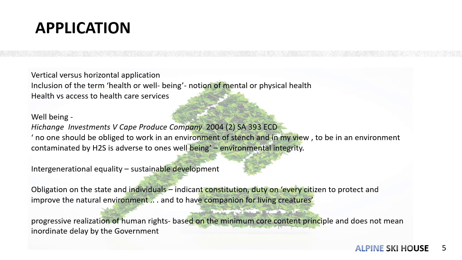And then the obligation is on the state and on individuals, right? So there's a duty on every citizen to protect and improve the natural environment, and also a duty on the state for the progressive realization of environmental rights. The last section says that the state has to progressively realize this right, and there's an obligation on the state to ensure that realization.